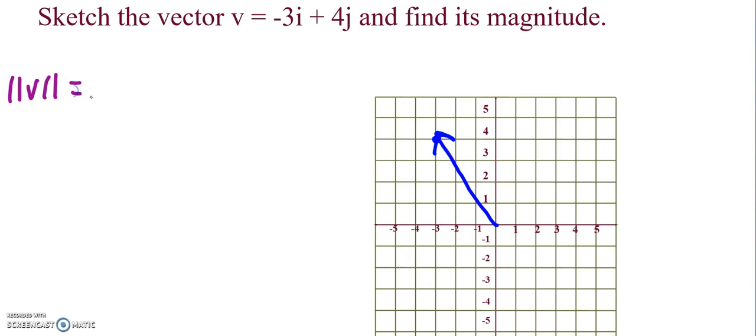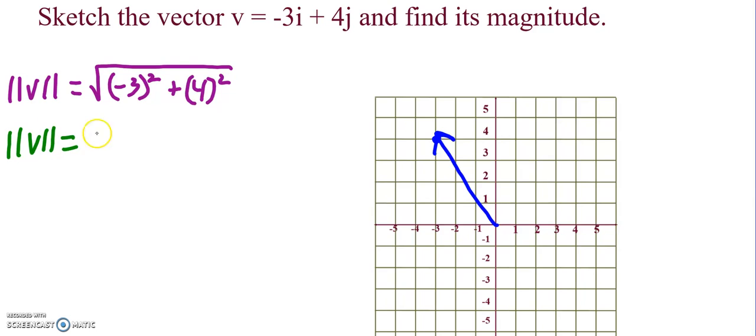Magnitude of v, and I know this without doing any work, but I'm going to go ahead and do the work just for fun, is the square root of negative 3 squared plus 4 squared. Magnitude of v is going to be 5. It's a 3, 4, 5 triangle. Any questions on that? Okay, good.